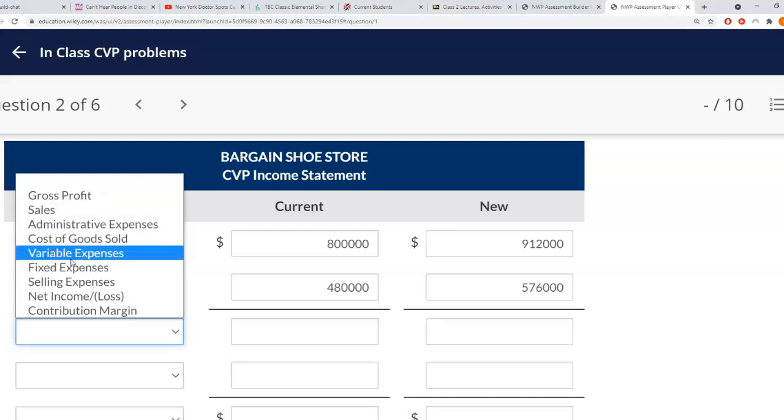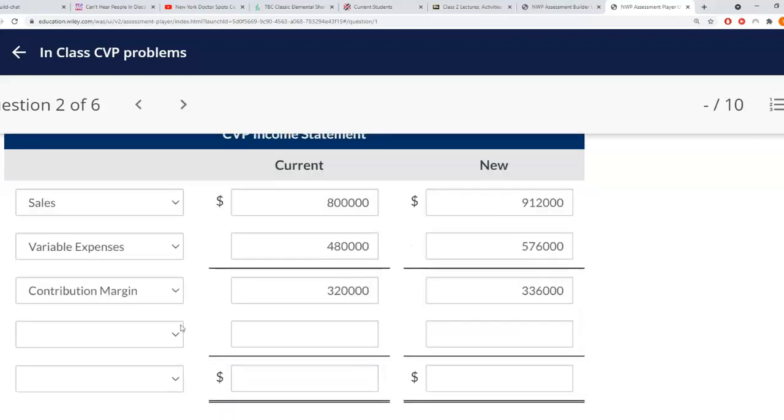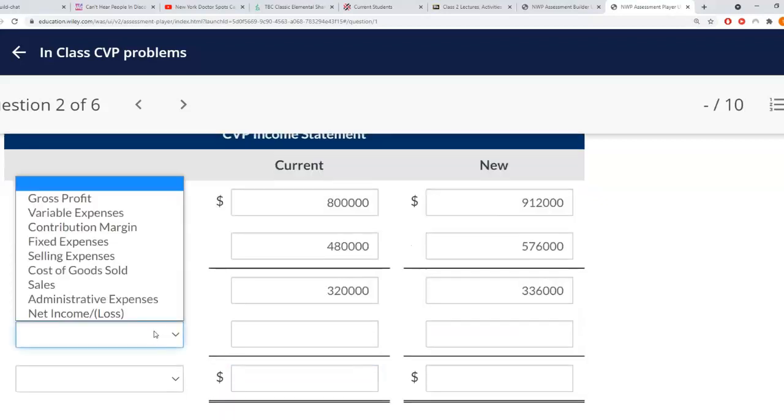Profit? No. Contribution margin. All right. You have to cover your fixed costs before you get to your profit. So it will be 800,000 minus 480,000. Very good, 320,000. Second one will be 912,000 minus 576,000. So it will be 336,000. Okay. Now, fixed costs.